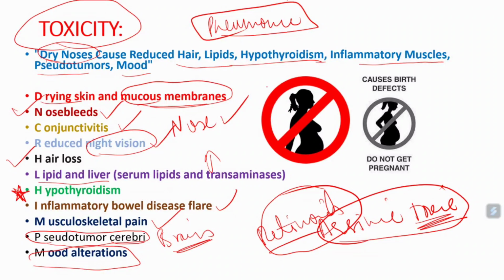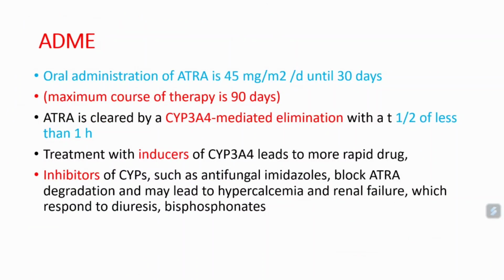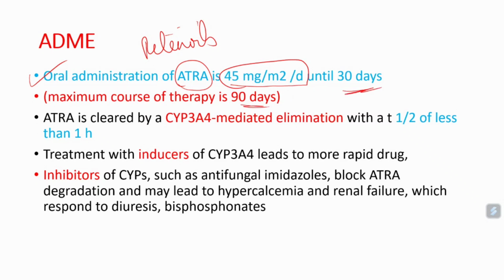And always remember, retinoids, tretinoin, and all vitamin A analogs should never be used in pregnancy. In pregnancy, these drugs, retinoids, should never be used. Okay, very, very important point. And if you see the pharmacokinetics, retinoids, especially tretinoin, is given orally, and the dose is 45 mg per meter square per day for 30 days, maximum 90 days. It is cleared by cytochrome P450 enzyme, same like arsenic trioxide. And the half-life is less than 1 hour. So its half-life is 1 hour.